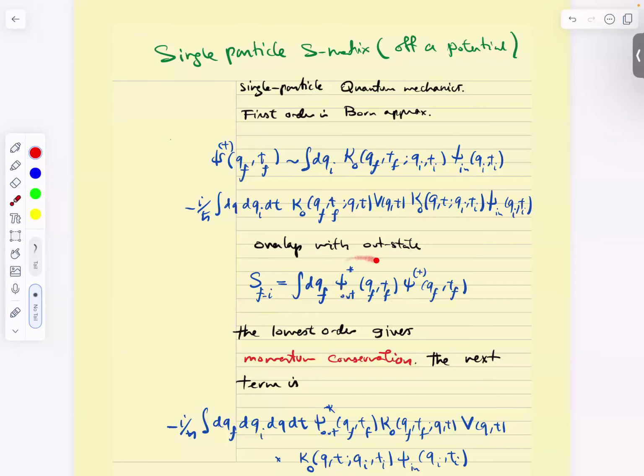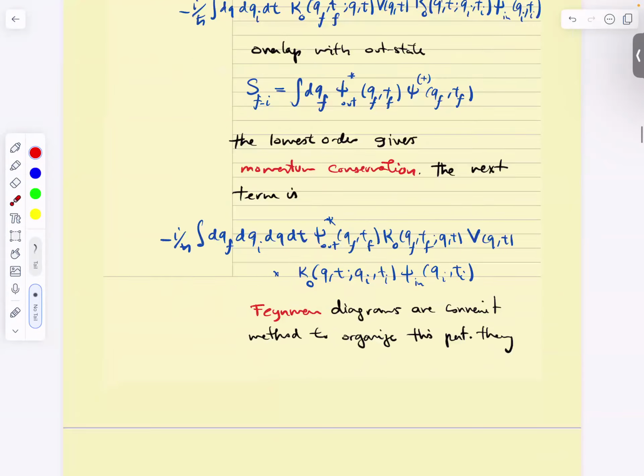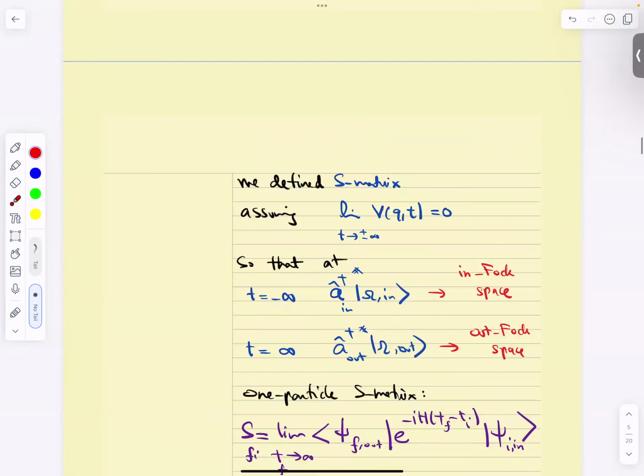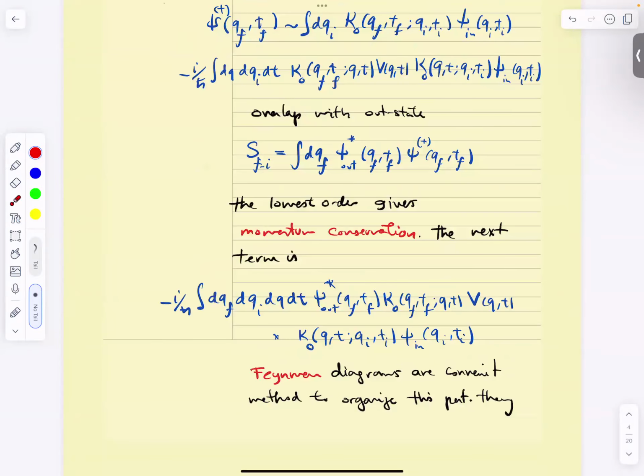Then I'll have some psi out, which I have to take the star of because I'm calculating an overlap. And then the S matrix is, as we said, an integral over dq_f of this beast. If you expand it, you're going to see that actually... let me do this on the board. I think I want to do this properly.